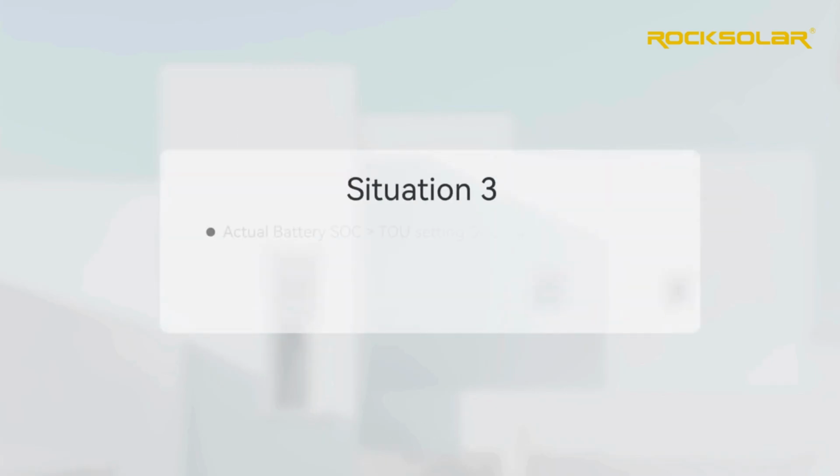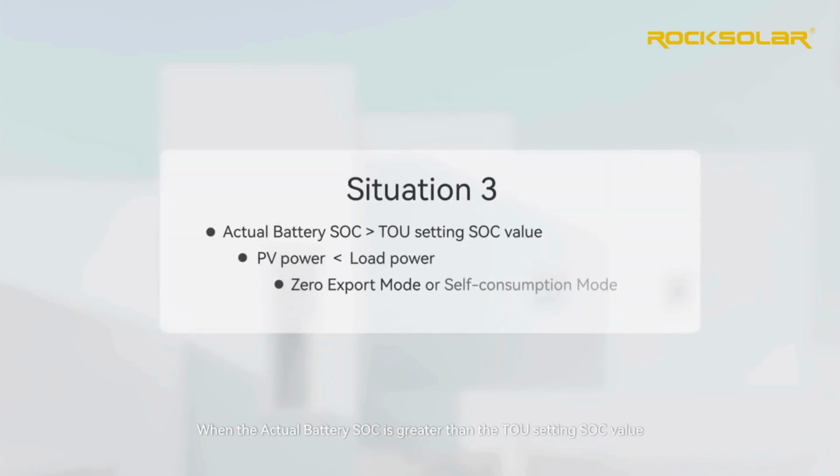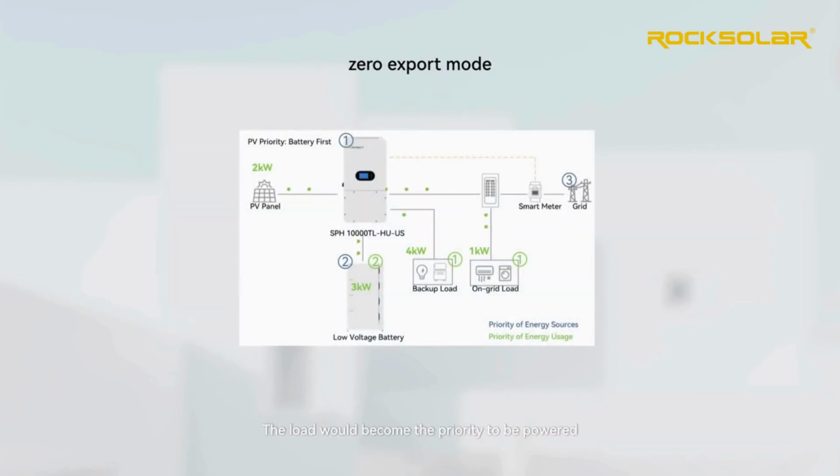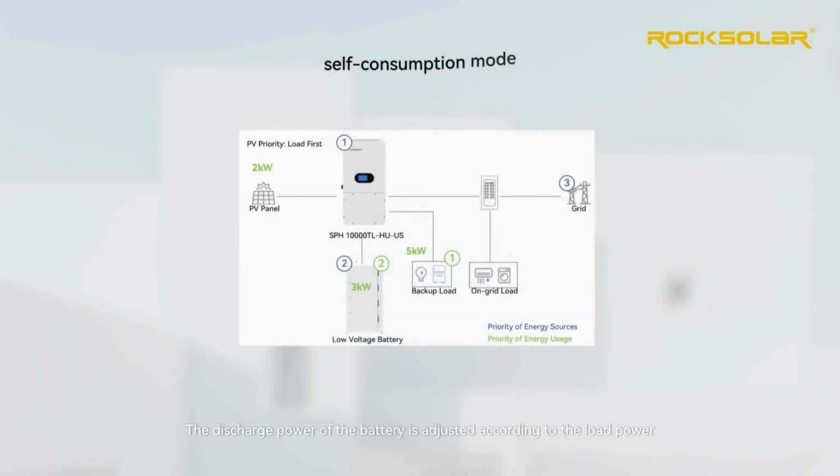Situation 3. When the actual battery SOC is greater than the TOU setting SOC value, the PV power is lower than the load power, and it is zero export mode or self-consumption mode. The load would become the priority to be powered, and the battery would be discharged as a backup. The priority of energy sources would be PV, battery, grid. The discharge power of the battery is adjusted according to the load power.